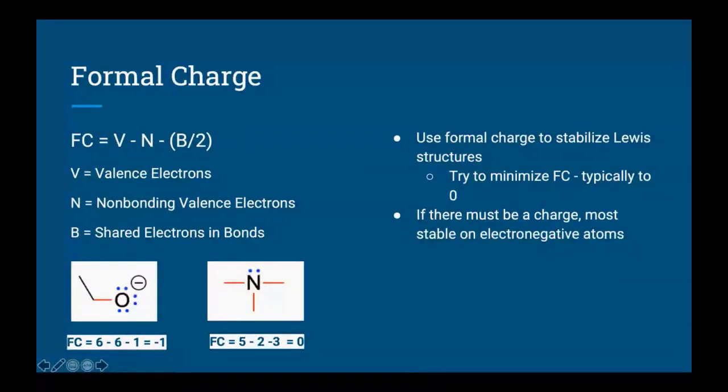Take a look at those. This first one has an oxygen, which has 6 valence electrons traditionally. In this case, we see 6 non-bonding valence electrons, and we see 1 bond, so we can subtract that out. And formal charge is a great way to stabilize your Lewis structures, to check stability as well.